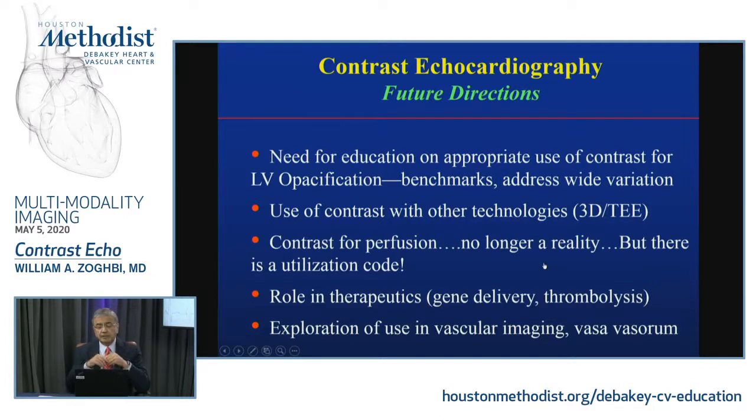In therapeutics, gene delivery, I think Dr. Grayburn has done quite a bit of work in Dallas regarding delivery, because you could actually destroy many of these microbubbles that may have gene-carrying capacity on the shell, and deliver it focally through an intra-arterial injection or something like this. Thrombolysis we talked about, and some exploration in vascular imaging and vasa vasorum work, particularly in carotids, vulnerable plaque, and other things. So I think this is what I have for you.